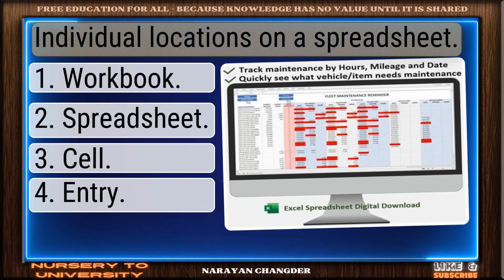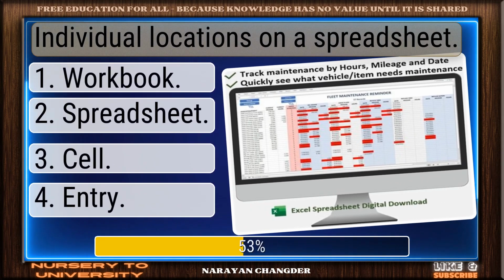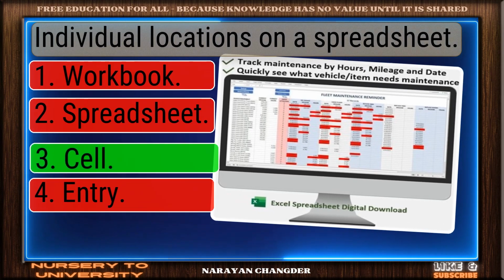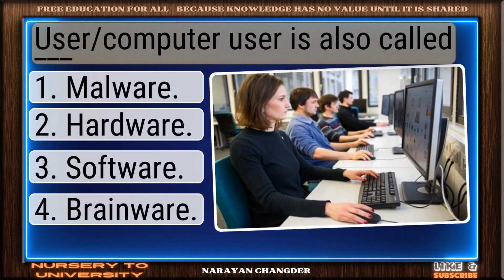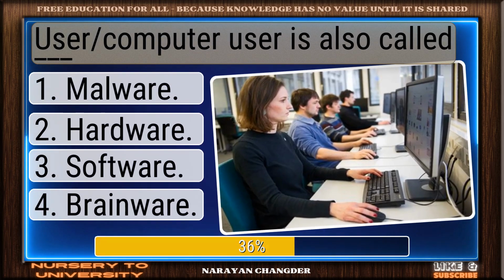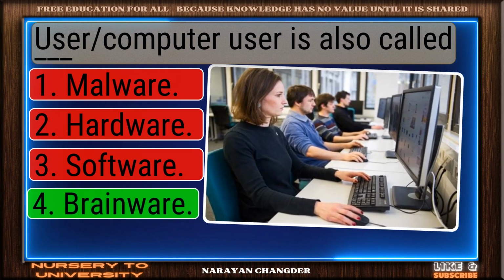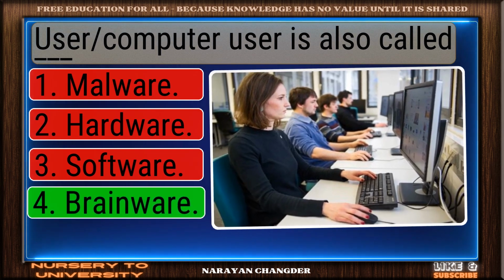Individual locations on a spreadsheet. Nice work. You chose cell and it is correct. Computer user is also called dash. Smart move. Brainware is an accurate answer.